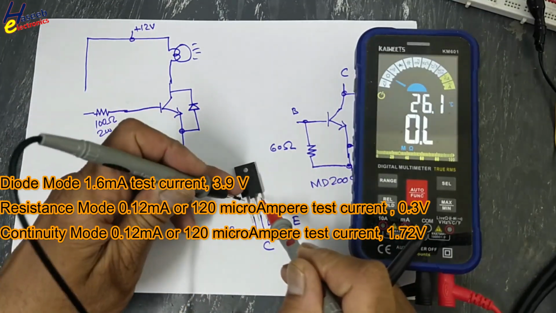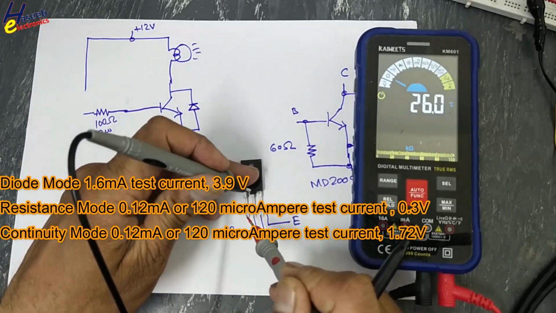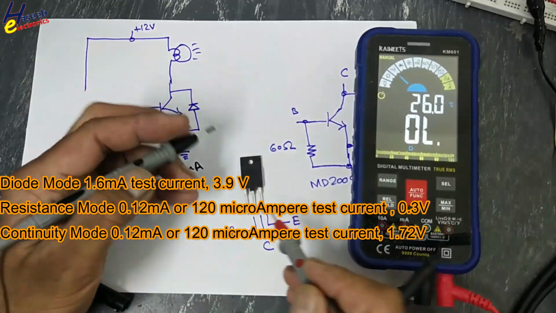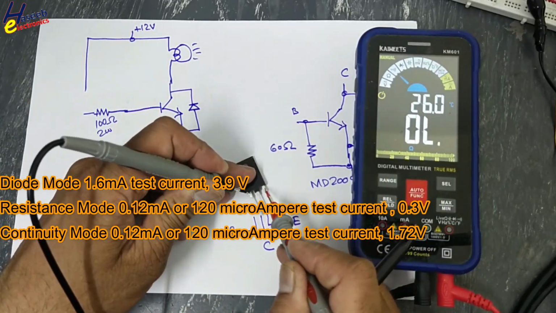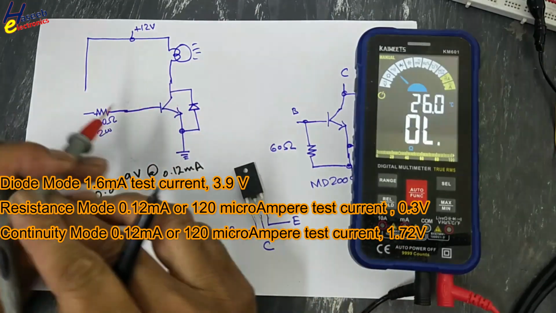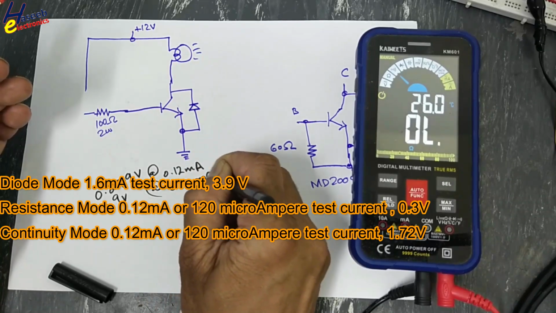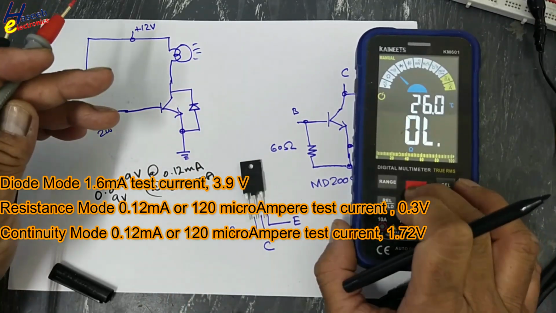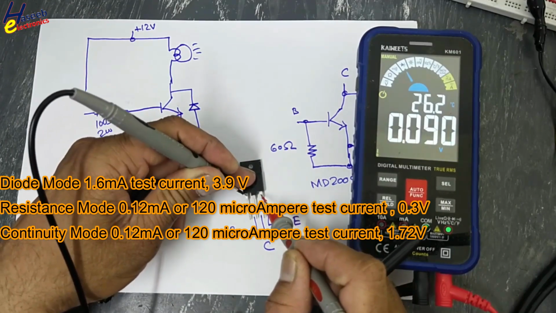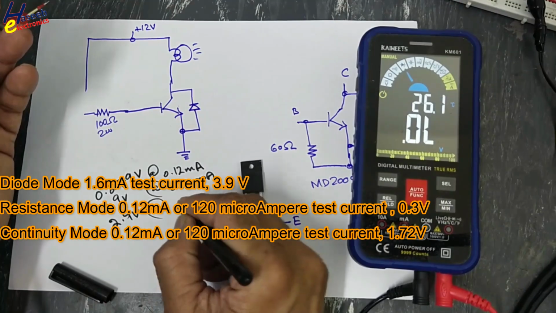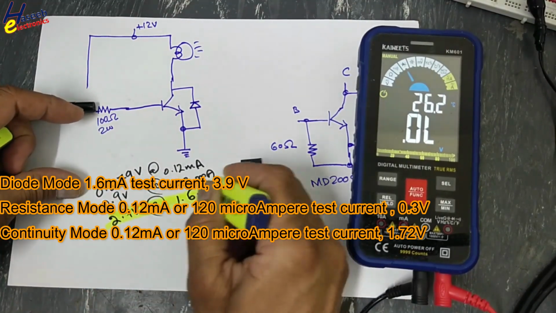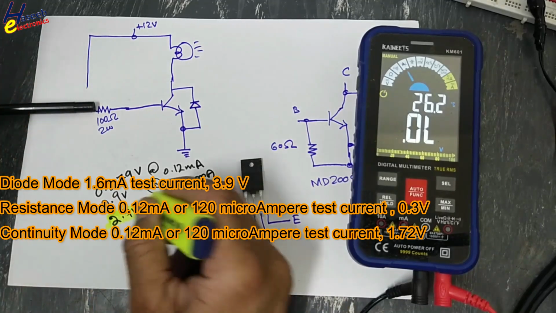In both directions, the resistor value will remain the same between base and emitter. When we test in continuity, the same, 0.12 milliampere. In diode mode, the difference is here, 0.08, 0.09. Test current is 1.6 milliampere. This is the reason that we are receiving different readings.